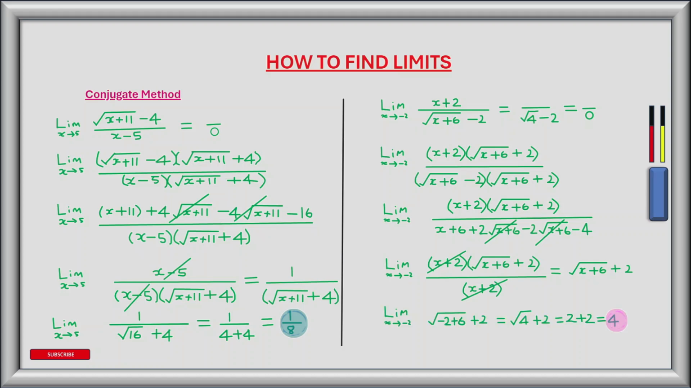So if we now substitute the value of minus 2 in for x, we get the square root of minus 2 plus 6, which is the square root of 4, plus 2. So that simplifies to 2 plus 2, and finally we get our limit of 4.